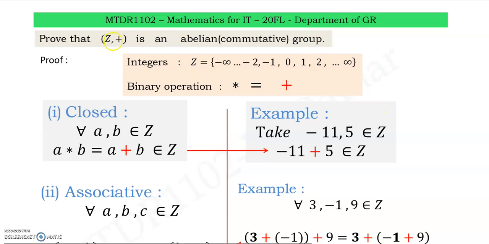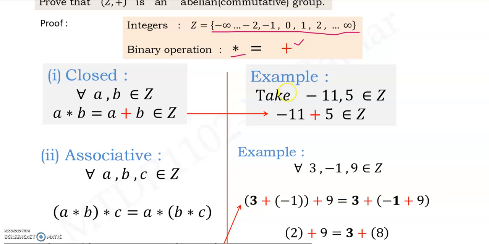Now what is Z? Z is nothing but the set of all integers, which means Z is equal to this. This is set of all integers. Now what is the binary operation given in the question? That is plus. Plus is the binary operation, but the general notation is a star. In general we say that star. Now here that is plus. Binary operation is plus.